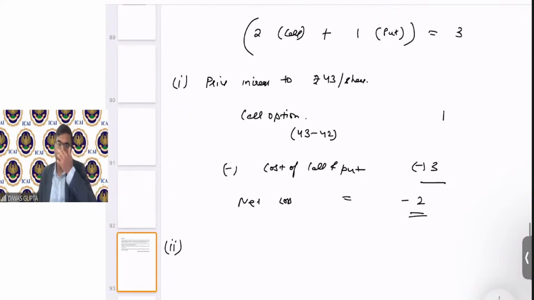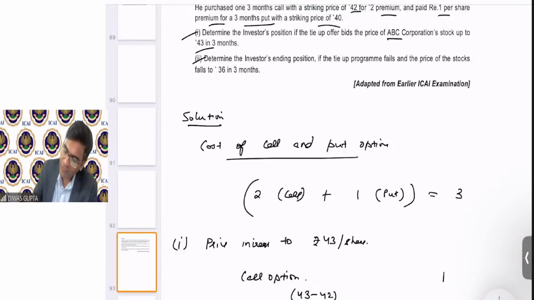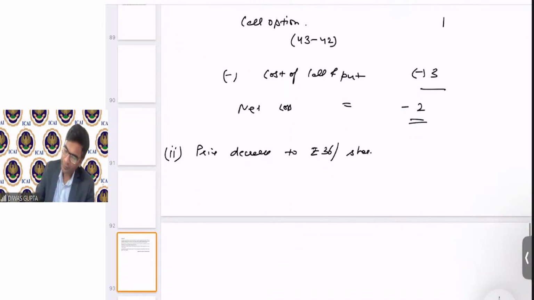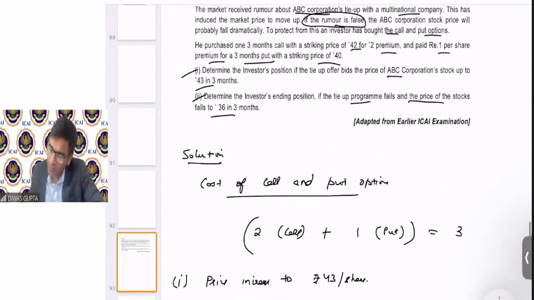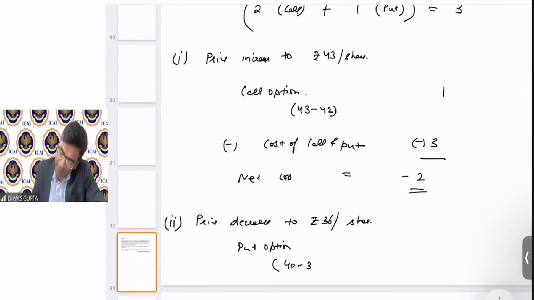Then second, let's say the price of the stock falls to 36 in 3 months. So let's say the price decreases to rupees 36 per share. The put option was entered at a strike price of what? 40, minus 36, right? The price has gone below the strike price. So the put option will give us a benefit of 4 rupees.